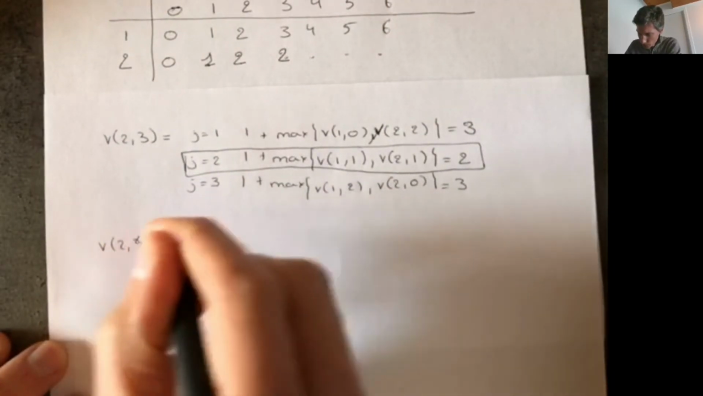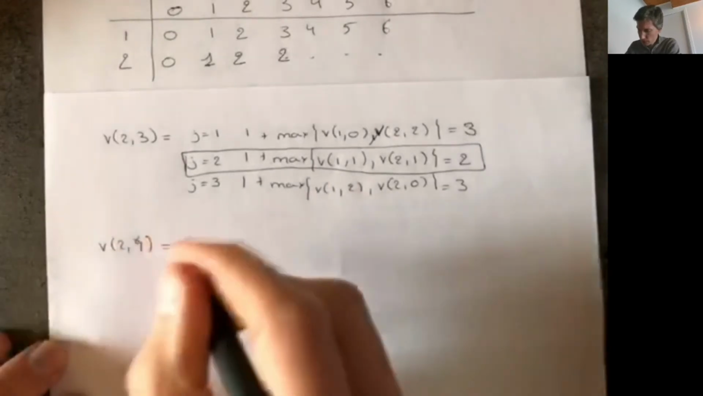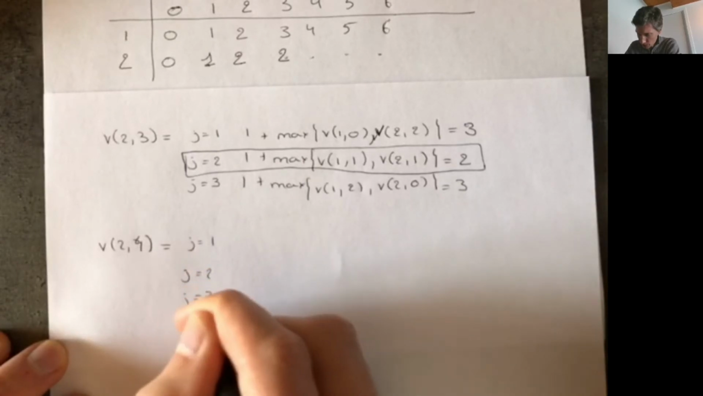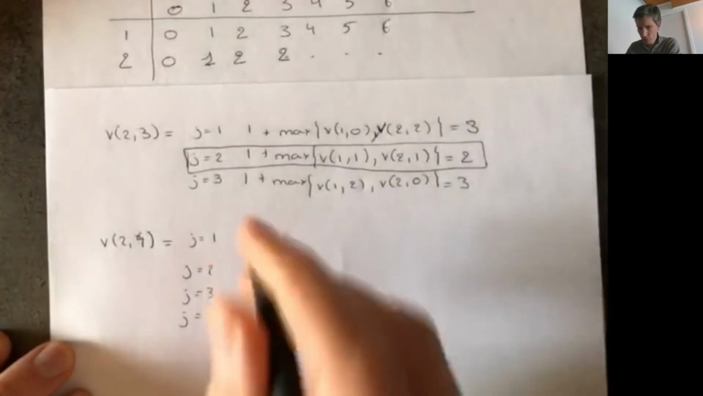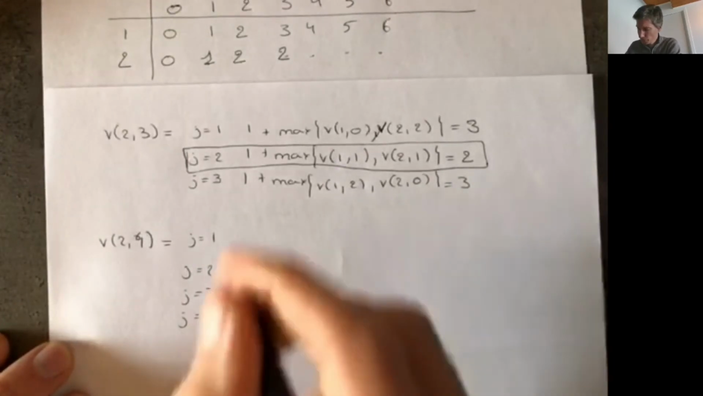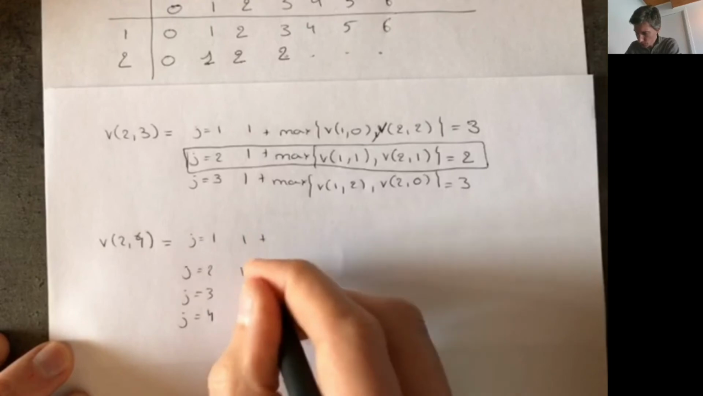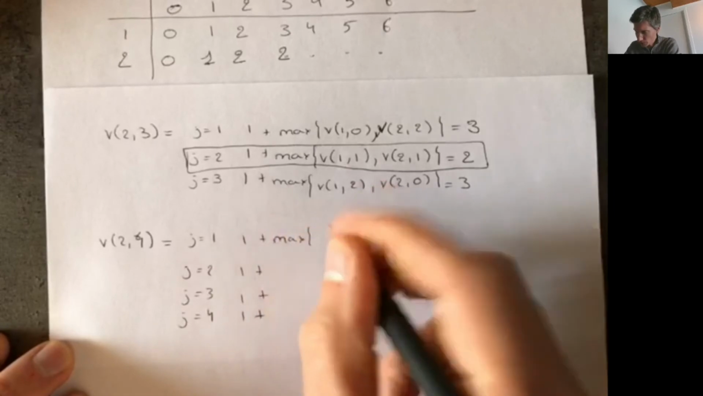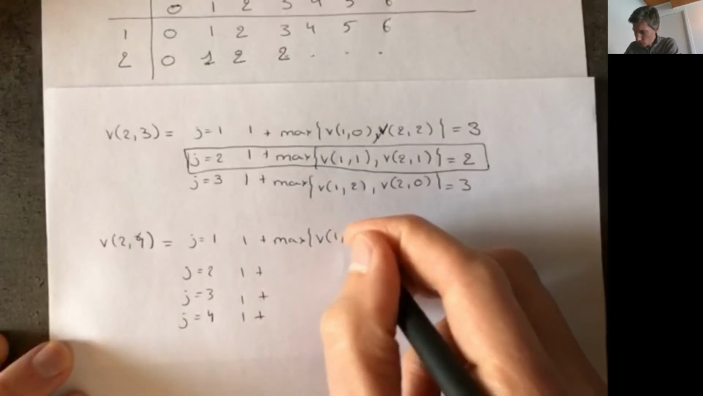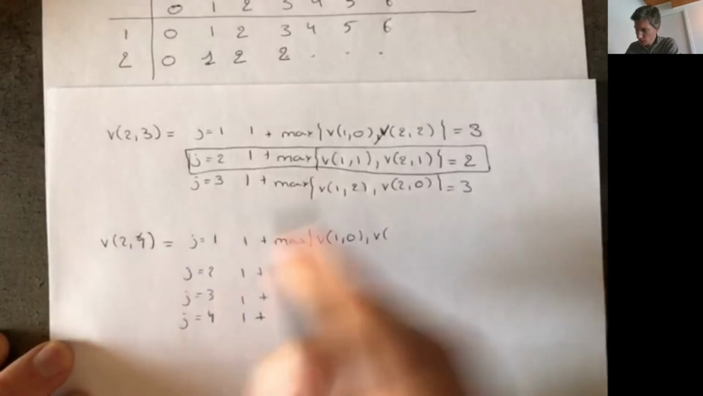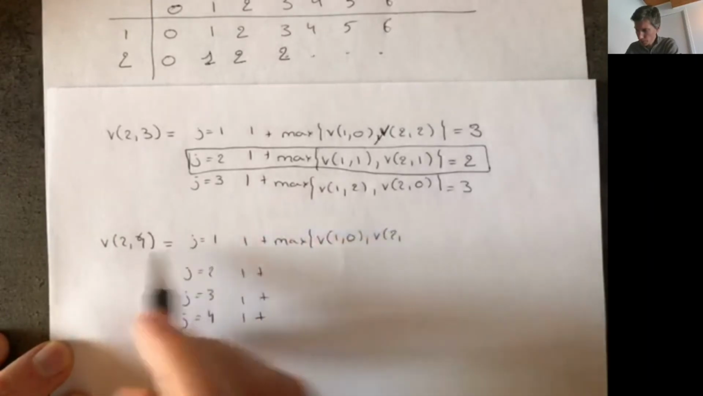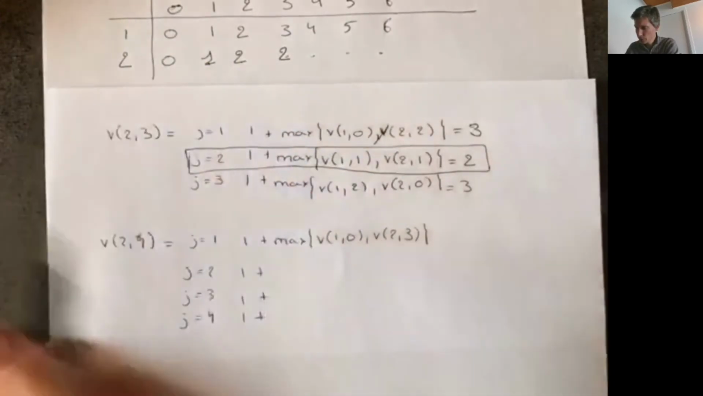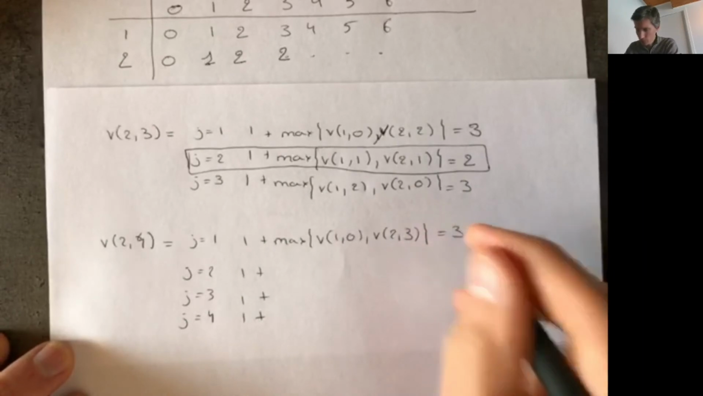v2,4. So now I have to expand, right? j can be equal to 1, j can be equal to 2, j can be equal to 3, and j can be equal to 4. So I have 4 possibilities here. So I have 1 plus, 1 plus, 1 plus, 1 plus, here the maximum of v1,0 and v2,3. Okay, v1,0 is 0, v2,3 is 2, maximum is 2, plus 1 is going to be equal to 3.